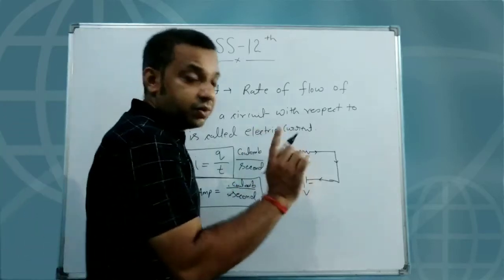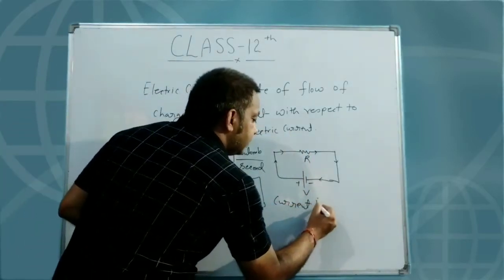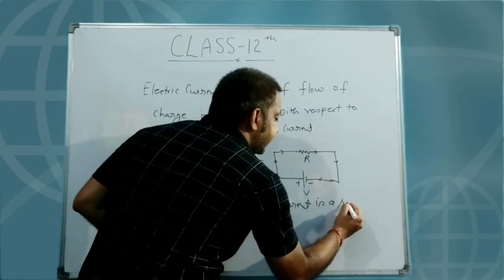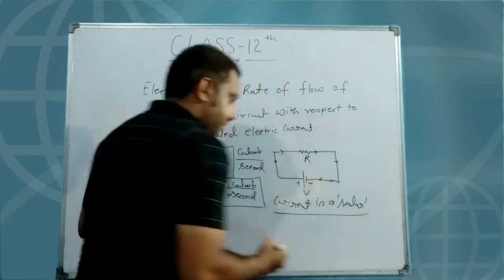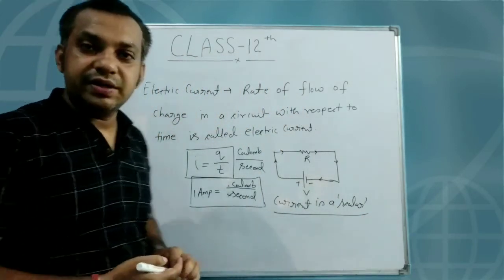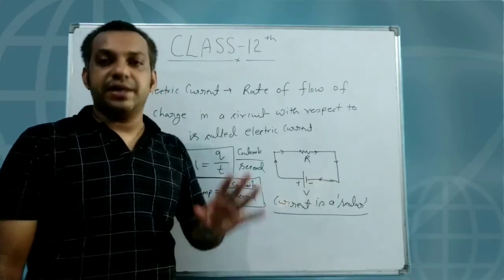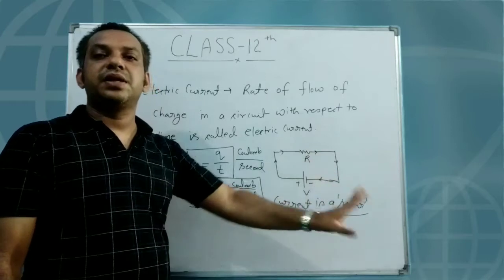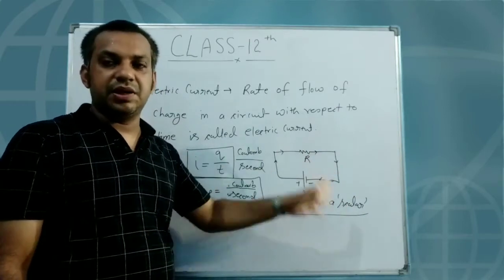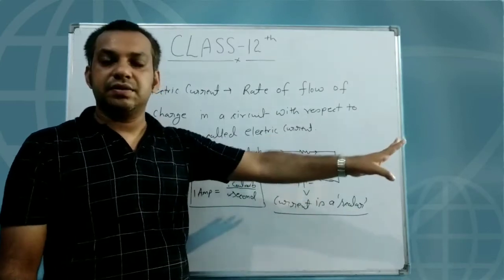Current is a scalar quantity. Right? Scalar quantity. To define a scalar quantity, we need only magnitude. That means we simply say that in this circuit 2 ampere current is flowing, or 3 ampere current is flowing. We will not say that 2 ampere current is flowing in the north direction. We will not say like this.